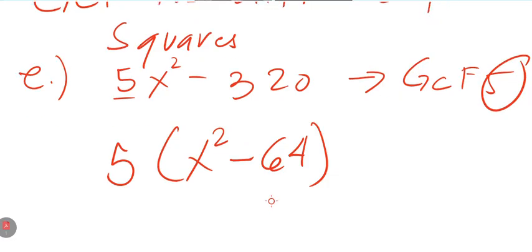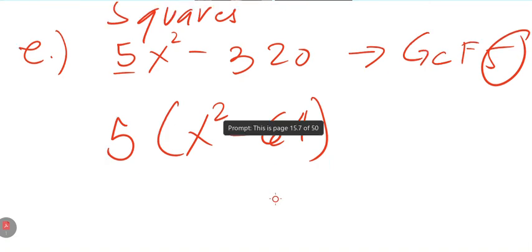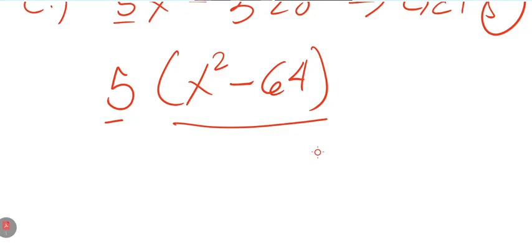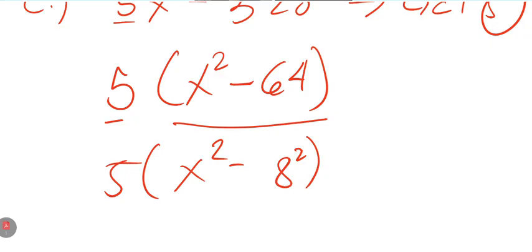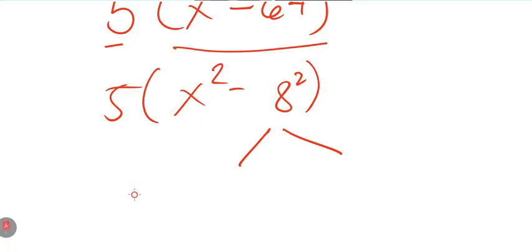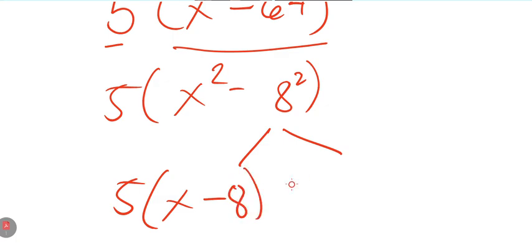So moving on to the other part, let's factor the difference of squares inside the parentheses. We have the 5, and the x squared minus 64. We can write that as 5 times x squared minus 8 squared. Now we can factor this one. That's going to be 5 times x minus 8, and the other factor is x plus 8.